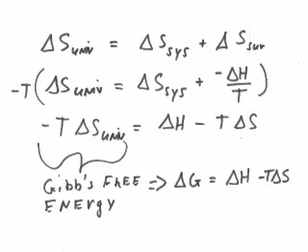And that gets us a nice simple equation. Well, we can simplify it a little bit. We can simply multiply through by minus T. And so on the left, we get minus T times the entropy change of the universe equals delta H minus T delta S, where in this case, both delta H and delta S refer to the system. And we talk about the Gibbs free energy.